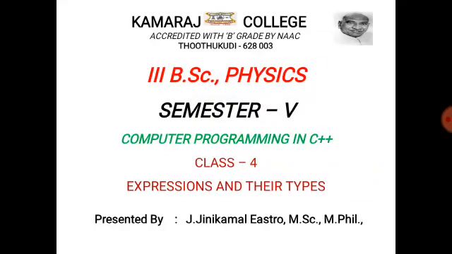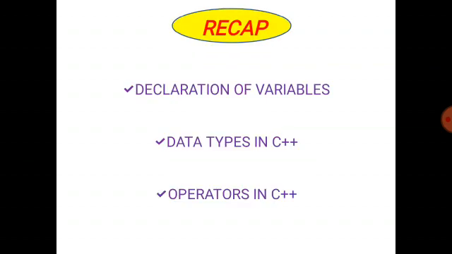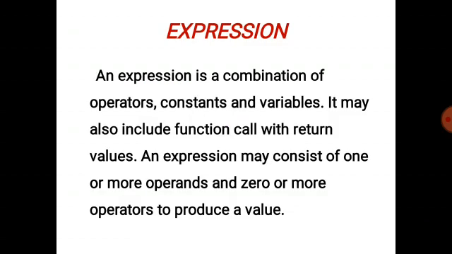We are going to see computer programming in C++ for 3rd BSc Physics students. Topic: expressions and their types. Already we have seen in Unit 1 tokens, keywords, identifiers, constants, declaration of variables, data types and operators in C++. Today we are going to see expressions and their types.